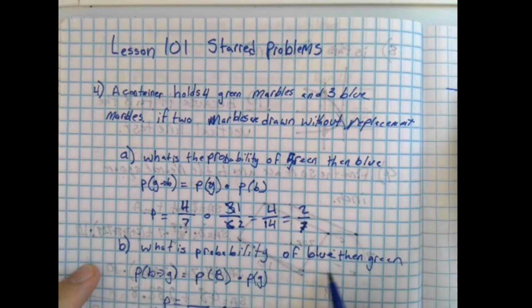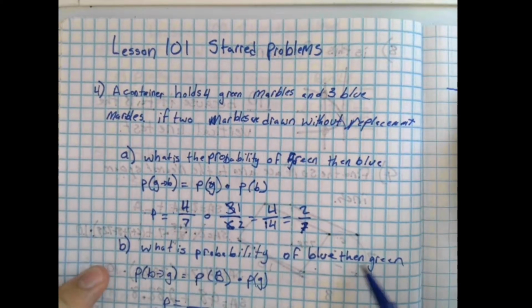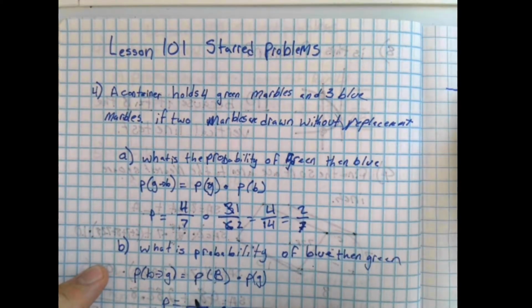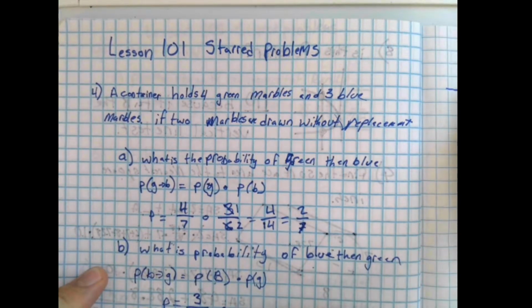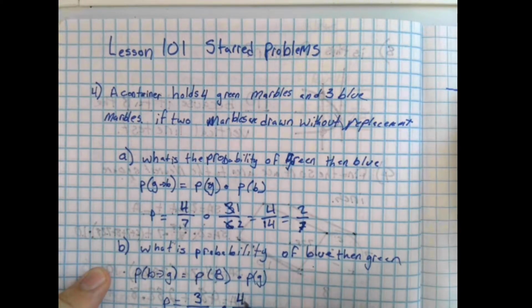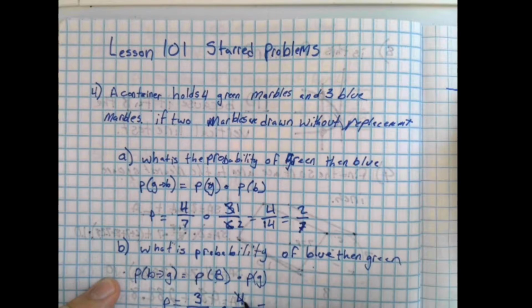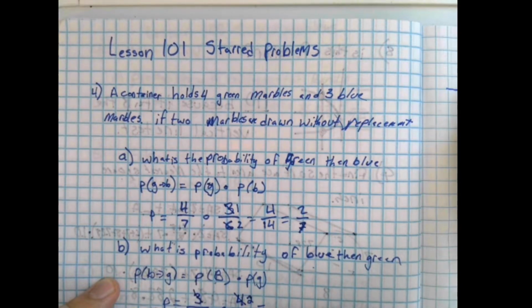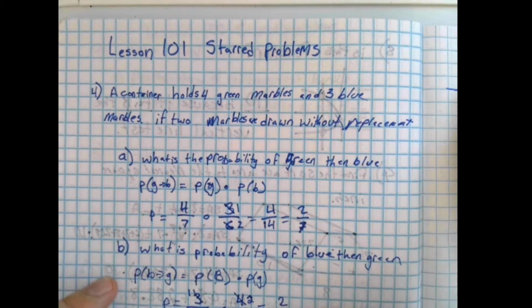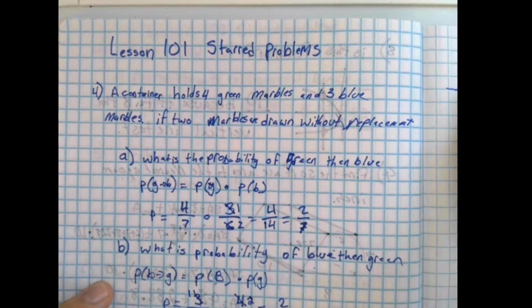What is the probability of blue and then green? Well, the probability of blue, we have 3. And then if we take out 1 marble, there are now 6. And of those 6, 4 of them are green. When we multiply this, we can cancel out a 2, giving us 2 over 3. And we can cancel out a 3, giving us 2 over 1 and 1 over 7. 1 times 2 is 2, and 7 times 1 is 7.